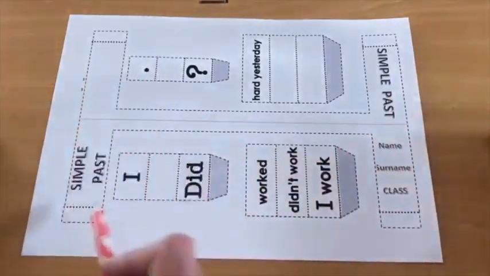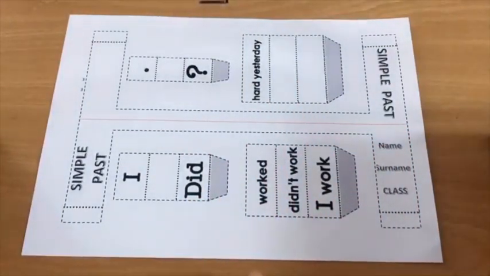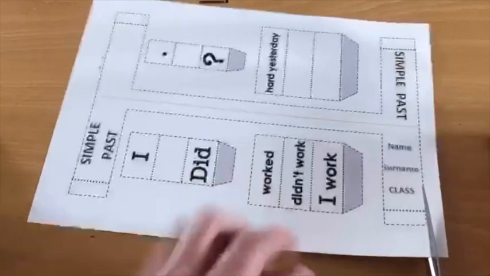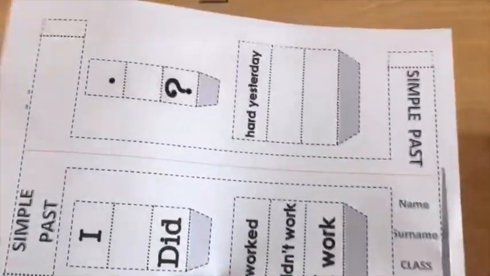Okay? And we have 5 elements. 1, 2, 3, 4, and 5. So we are going to cut out these 5 pieces.